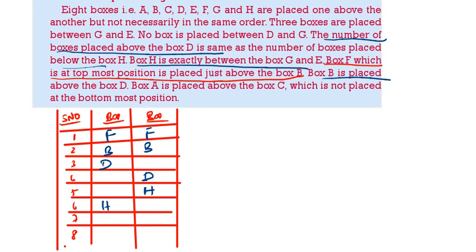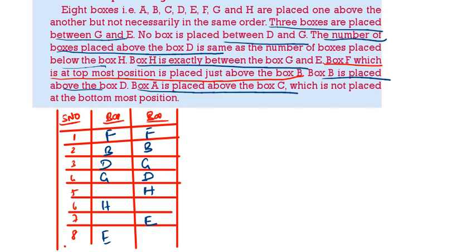H is exactly between G and E. And B is placed above D. There are 3 boxes between G and E. No box is there between D and G. Then what is given? H is exactly in between G and E. So G one gap H, H one gap E. Like that it will come.